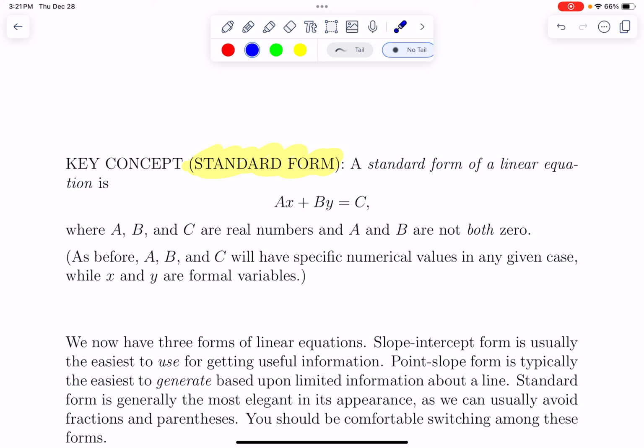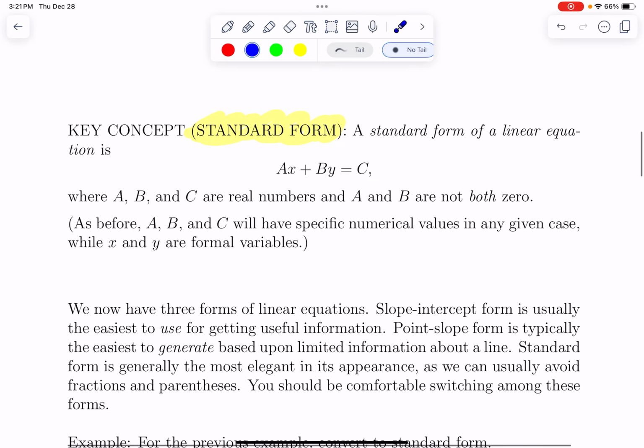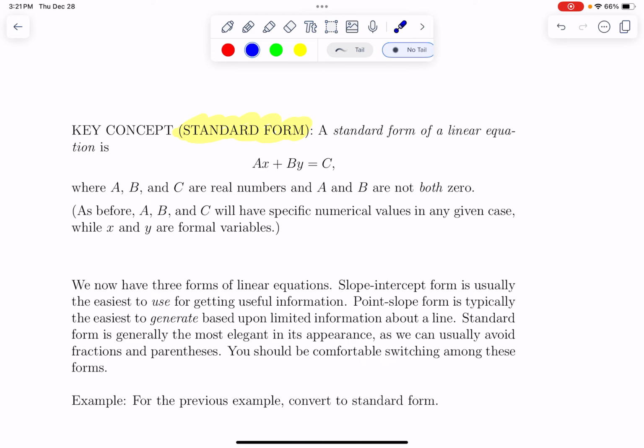So a, b, and c are going to be specific numbers. X and y are formal variables. So we now know 3 forms. The first one we talked about was slope-intercept, and that's usually the easiest one to use. If you want to graph the line, it tells you the slope and it tells you the y-intercept, which is a really handy form.